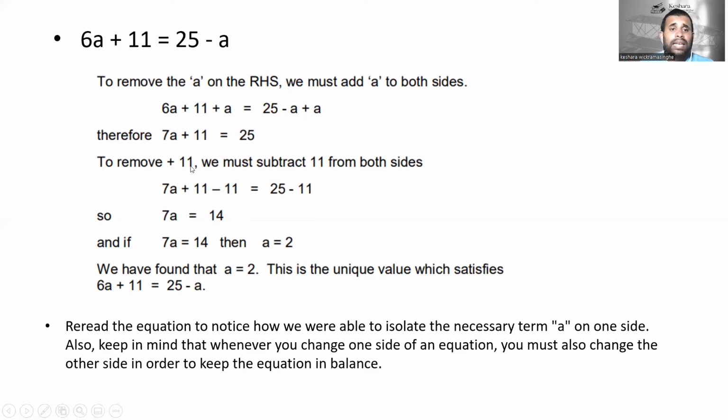To remove plus 11, we must subtract 11 from both sides. Then 7a plus 11 minus 11 equals 25 minus 11. So the answer is 7a equals 14. And if 7a equals 14, then a is 2. We have found that a equals 2. This is the unique value which satisfies 6a plus 11 equals 25 minus a.